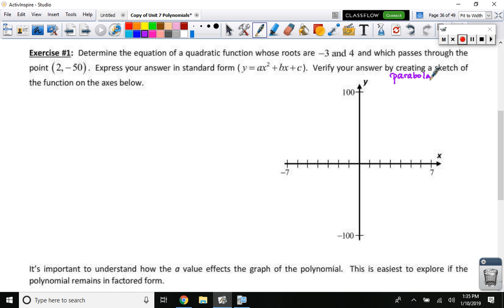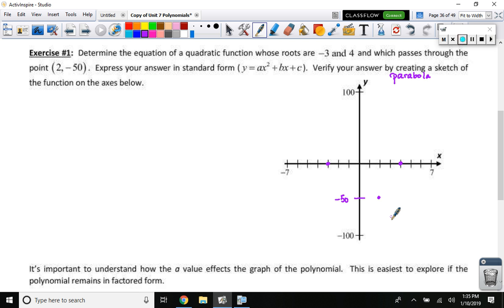Midterm in a week and a half. Where do they go in my graph? X-intercept. 1, 2, 3. 1, 2, 3, 4. Okay? I also know that (2, -50) is a solution to this equation I'm supposed to come up with, correct? So (2, -50) is also on that graph.